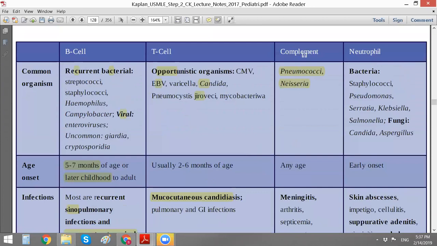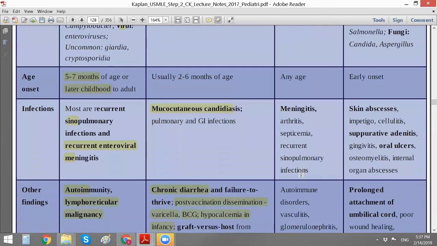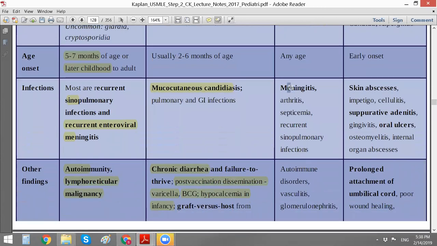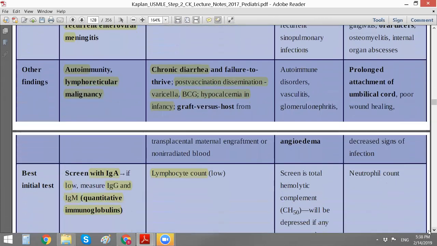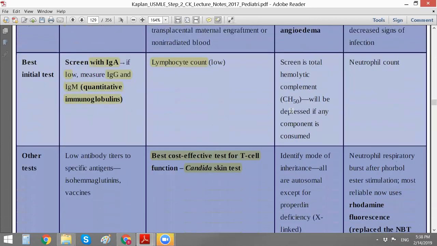The encapsulated organisms are complement. Neisseria and meningitis, arthritis, septicemia, recurrent sinopulmonary infection, autoimmune disorders. So this also has meningitis, arthritis, angioedema. Screen: total hemolytic complement will be depressed if any component is consumed.